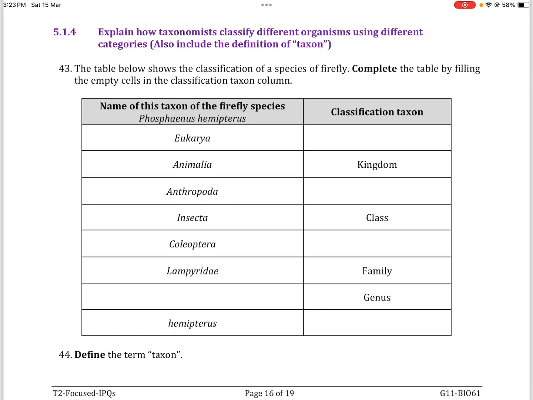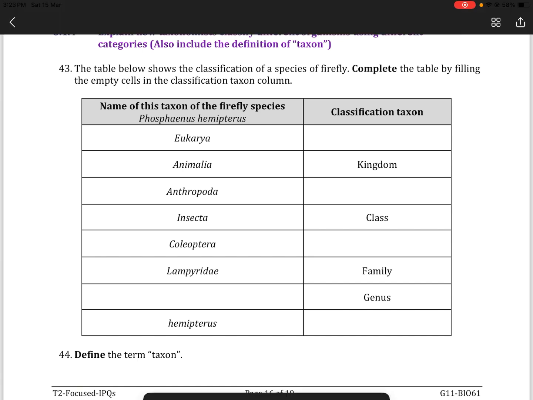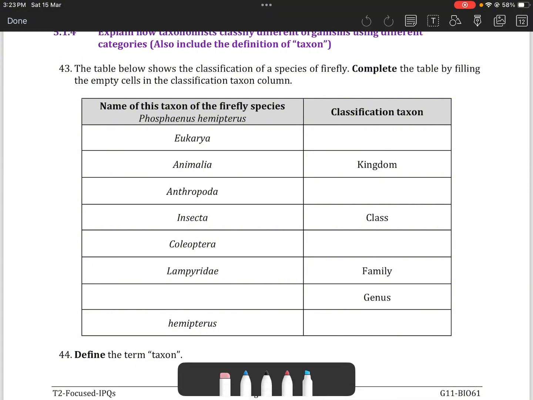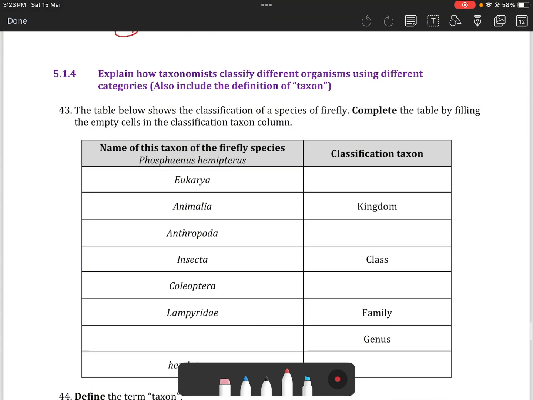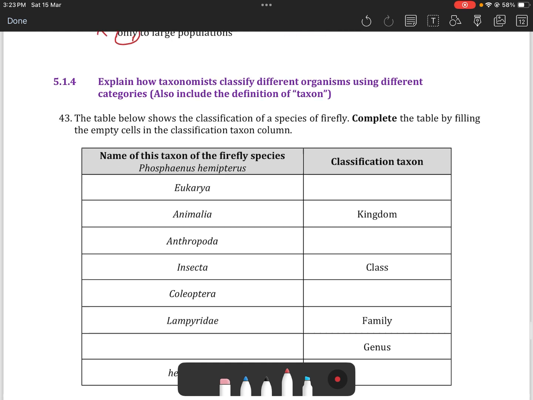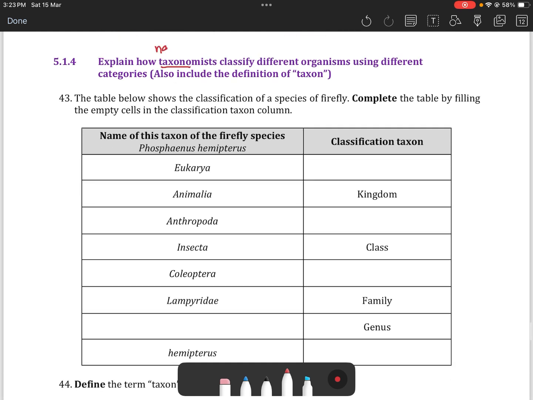So here we are again to discuss the last topic, the history of classification and modern classification. Explain how taxonomists. So we need to know who the taxonomists are, first of all. Taxonomists are the scientists who deal with the naming and classification of organisms.